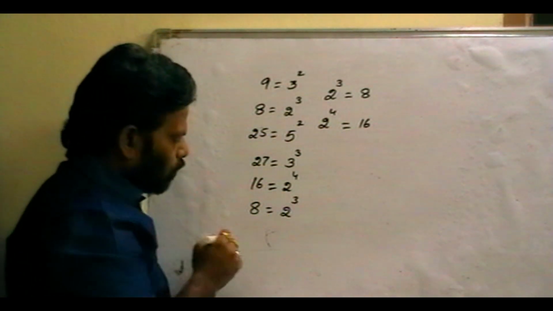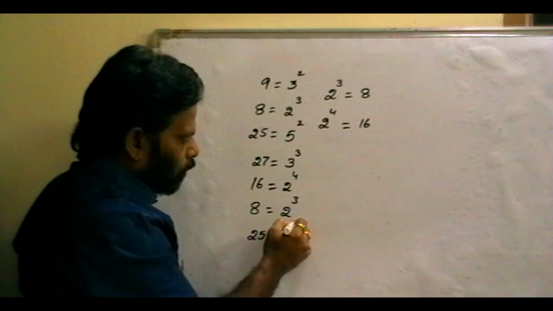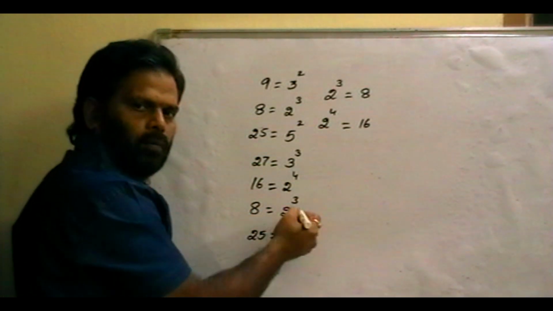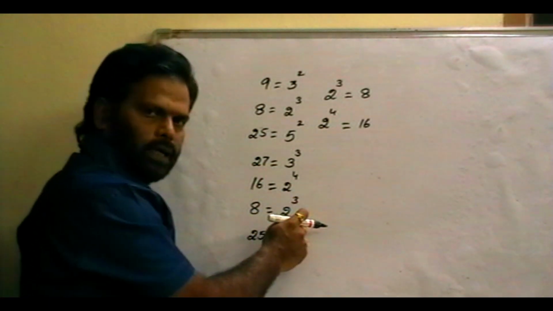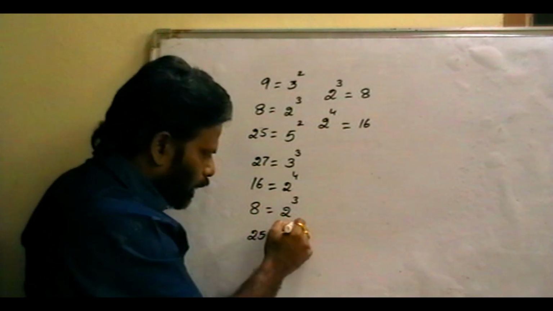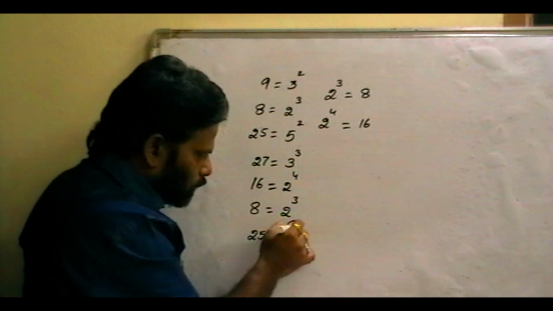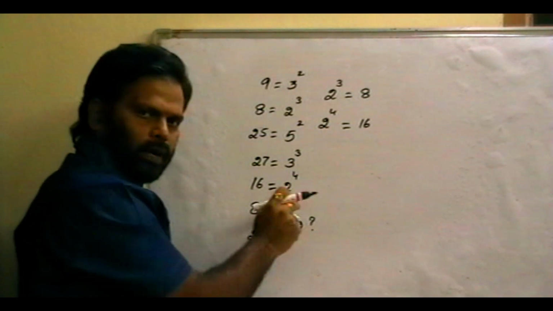Right? Now, 25 is equal to 2 to the power of how much? 2 is multiplied by how many times to get 25? 2 power x is equal to 25. Then what is the value of x? For what value of x will 2 power x give 25?